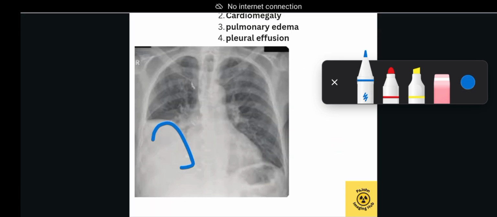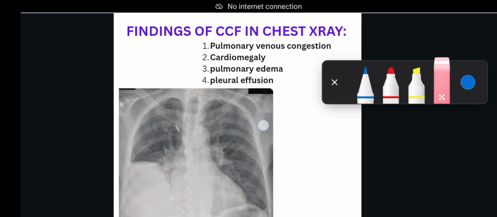This thing here is pleural effusion. So it's fluid that occupies these parts of the lung. So we'll see that is how it looks like. That is a sign of pleural effusion. Then we'll look at the first one, signs of pulmonary venous congestion.